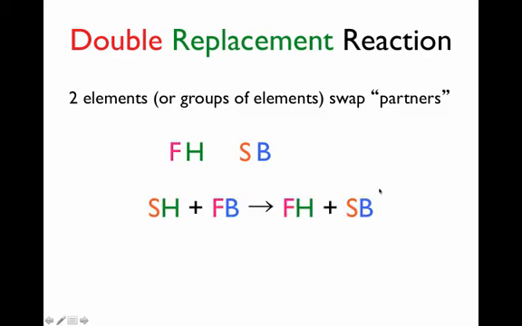In equation form, it's shown here. S and H and F and B are together on the left side, but then they swap partners. F goes with H, and that's shown here, and B goes with S, and that's shown here. That's a double replacement reaction.